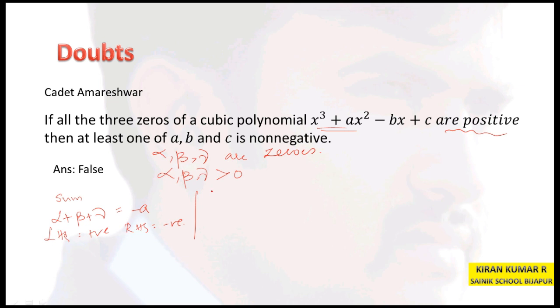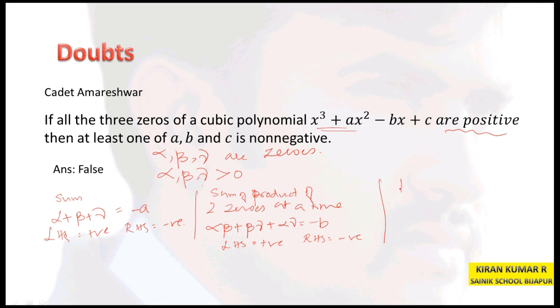Let me consider the sum of product of two zeros at a time. That is alpha beta plus beta gamma plus alpha gamma, which is equal to minus b, the coefficient of x upon coefficient of x cube. Since alpha, beta and gamma all are greater than 0, our left hand side will be positive, whereas right hand side is negative. If I consider the product of zeros, alpha into beta into gamma, this is negative constant upon coefficient of x cube. Once again look at the left hand side, we have the positive value and the right hand side is negative.